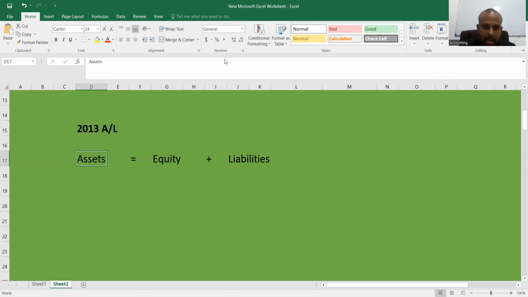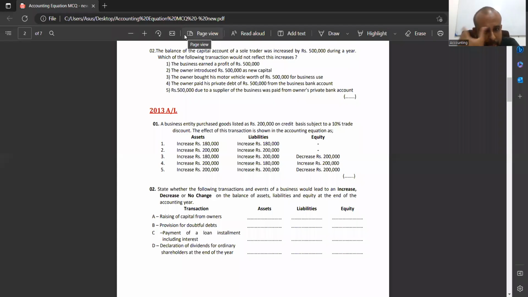Right. Okay. What is the question? A business entity purchased goods with a list price of 200,000 subject to a trade discount of 10%. What is the effect of these transactions? Tell me, what is your answer? All of you are saying it's the first one, right? Answer number 1. We'll see.